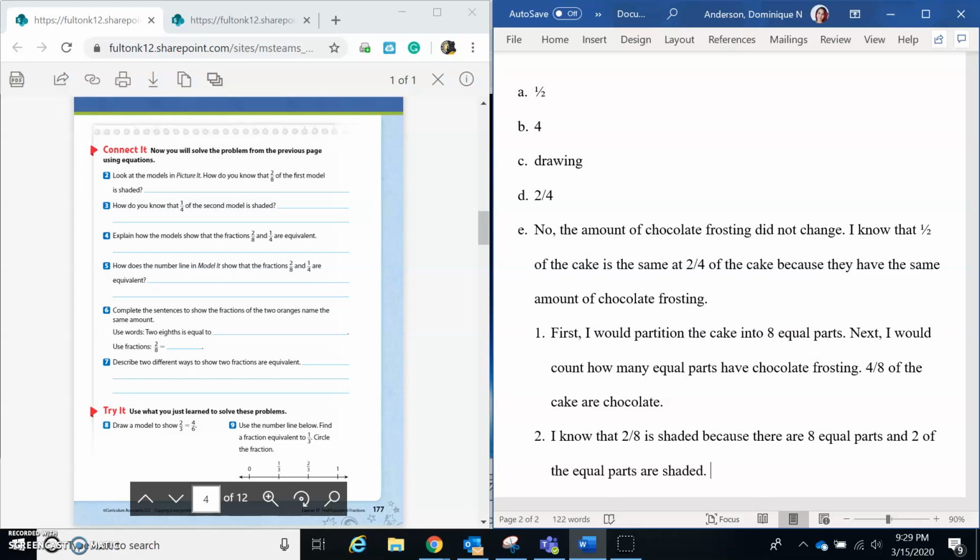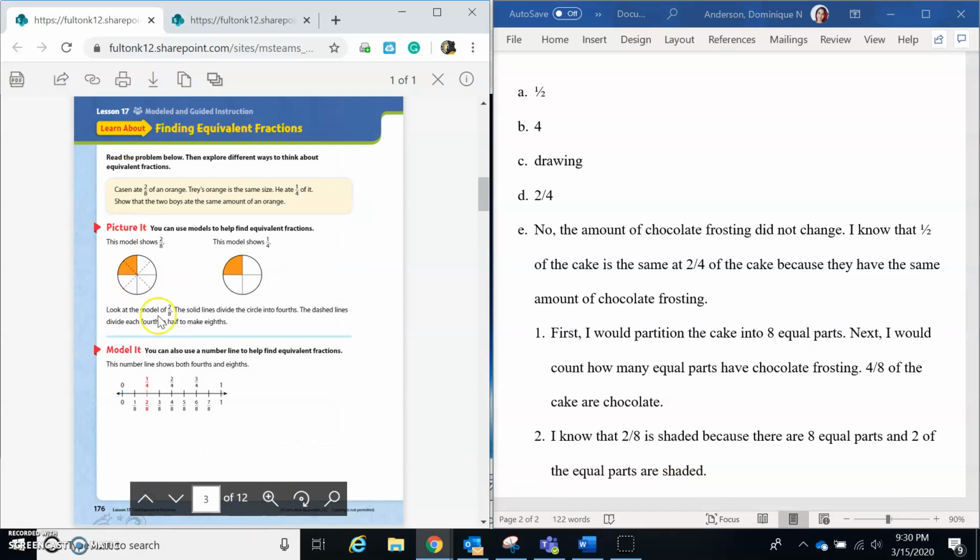How do you know that 1/4 of the second model is shaded? So I want you to answer number 3 on your own since this one is similar to number 2. Pause the video to give you some time. Number 4, explain how the models show that the fractions 2/8 and 1/4 are equivalent.